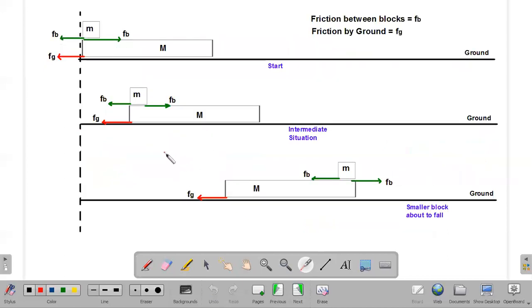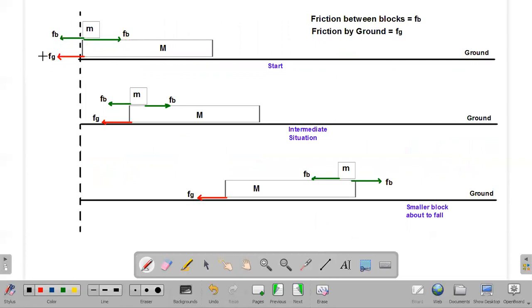So here is the picture. At the initial moment, the friction at ground will appear, and the friction between the blocks on the lower block will be in the left side direction, and on the upper block it will be in the left side direction, and on the lower block it will be in the forward direction. And these all are kinetic friction forces.